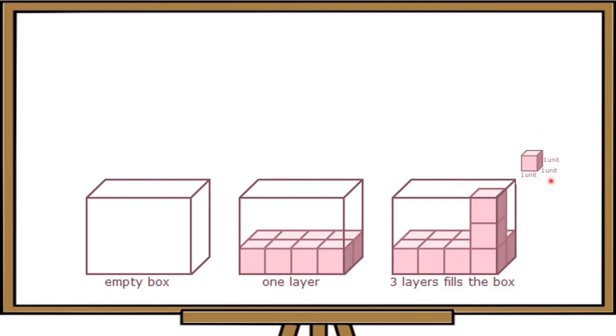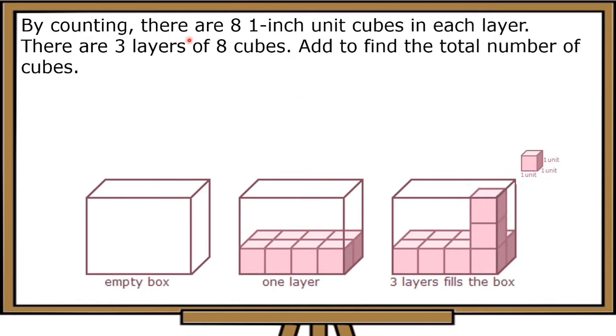Assuming that the unit of measure ng cube na ito is in inch, so we have the length of 1 inch, width of 1 inch, and height of 1 inch. By counting, there are 8 1-inch unit cubes in each layer. So, itong 1 layer na to, or first layer, meron tayong 8 1-inch unit cubes. There are 3 layers of 8 cubes. This is the first 8, second 8, and then third 8 cubes.